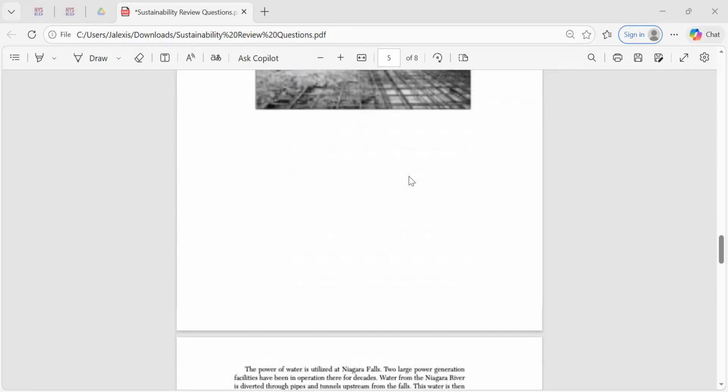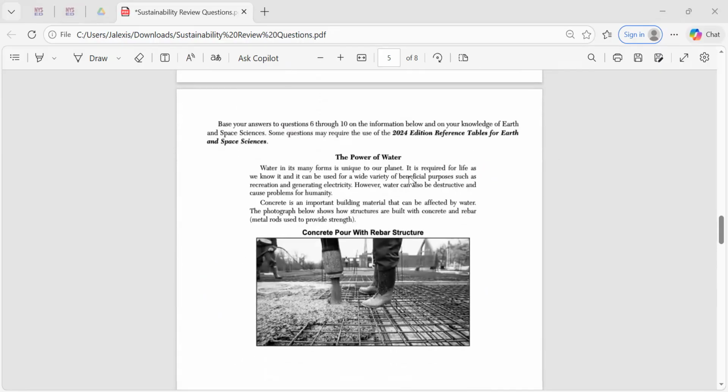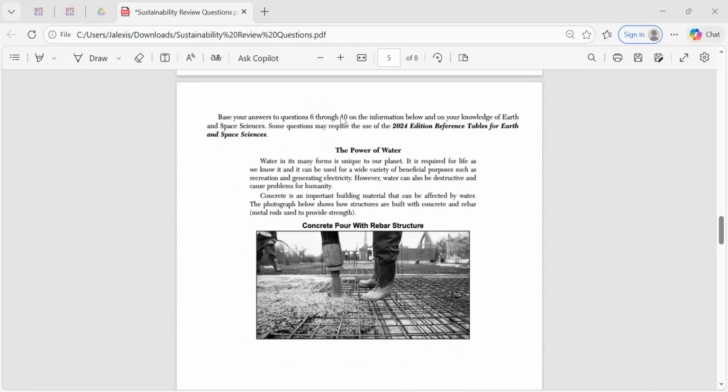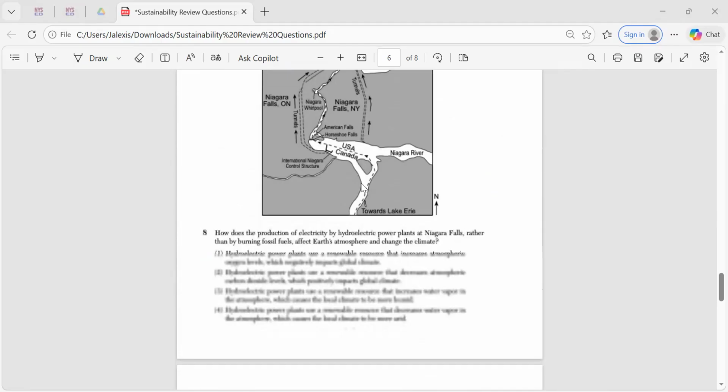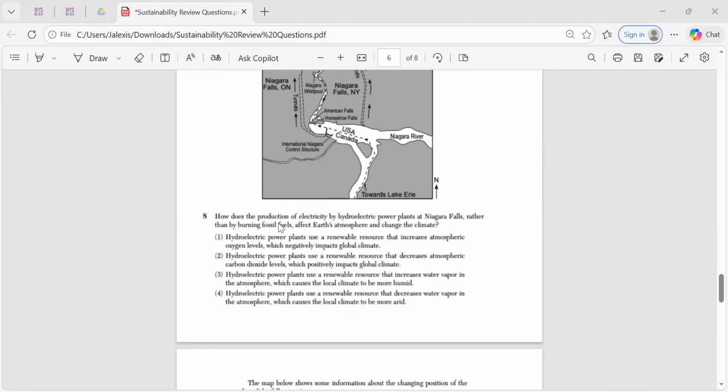All right, so we're looking at our next question. Based on answers of questions 6 through 10 on the information below and on your knowledge of Earth and space science. I'm going to go first to the question, and I have to ask myself, with every question that you go to, is this a question that I'm going to get my answer from diagrams, charts, or even the reading? Or is this a question that is based on content knowledge?